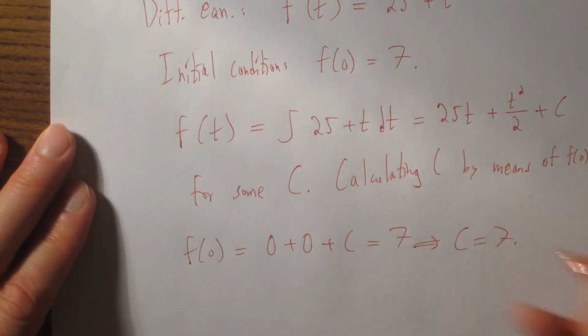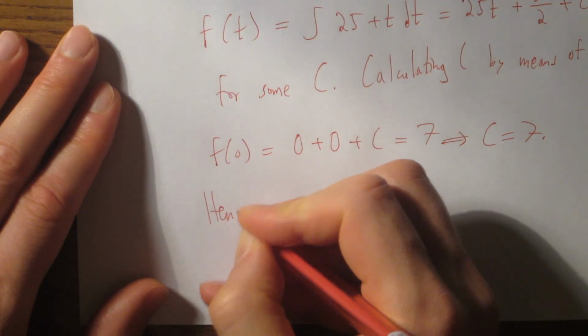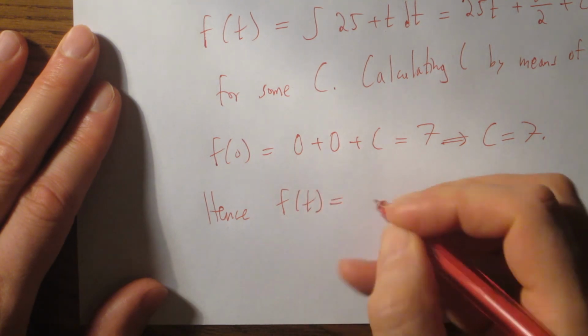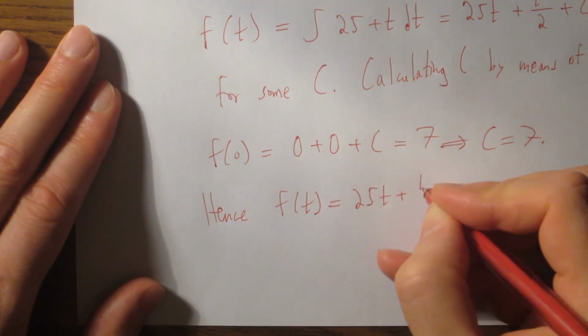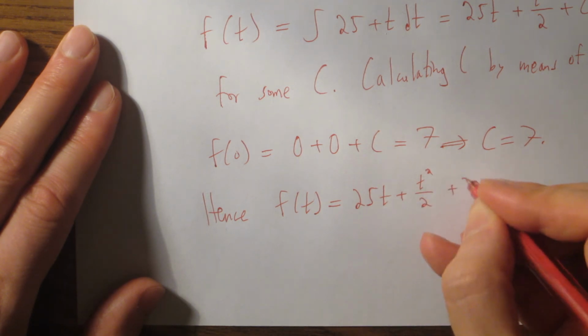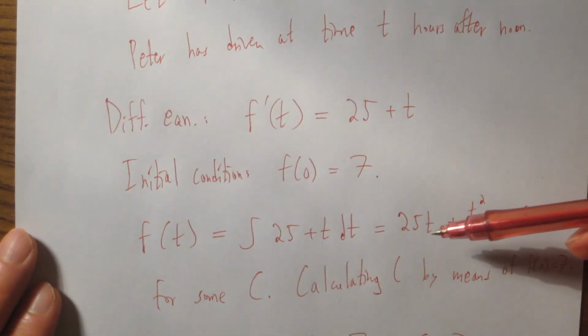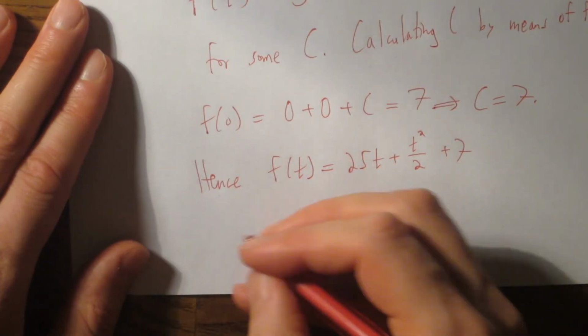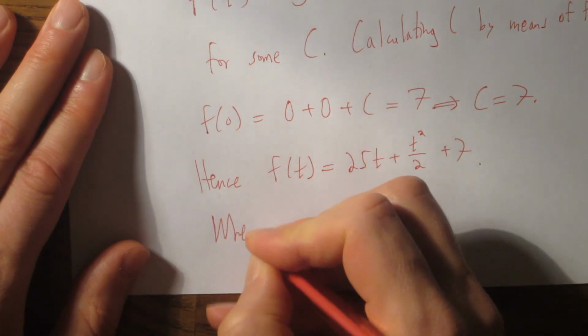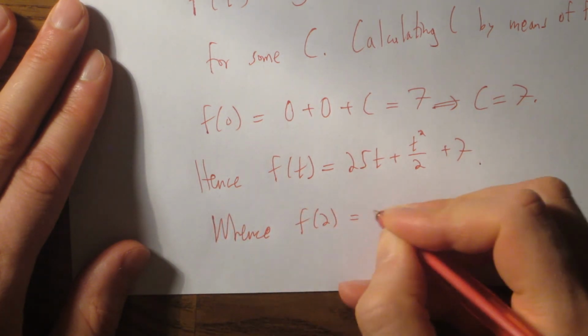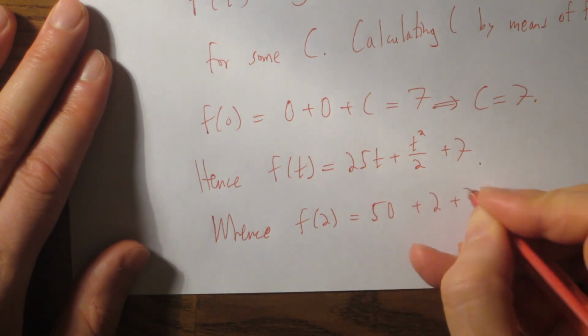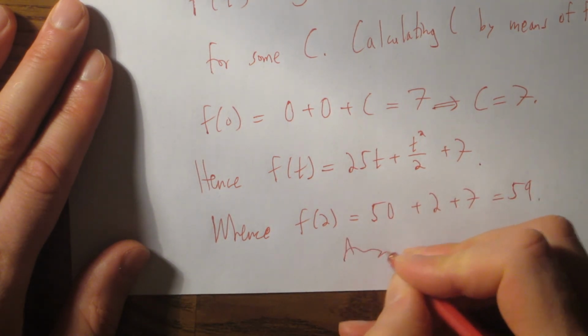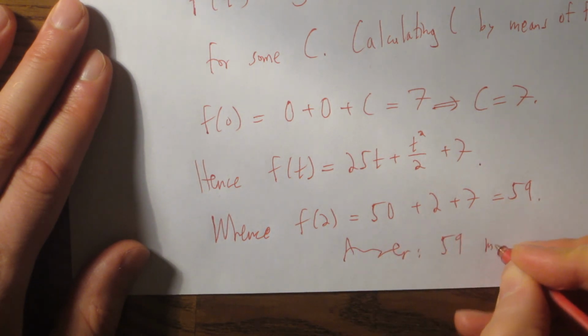So that implies that c is 7, and hence, all in all, f(t), the distance function, is 25t plus t squared over 2 plus 7. Because by the differential equation, f(t) had to be 25t plus t squared over 2 plus c for some constant c, and then the initial condition was used to determine that c must be 7. Now, obviously, in particular, f(2) is 50 plus 2 plus 7, which is 59. So, answer, 59 miles.